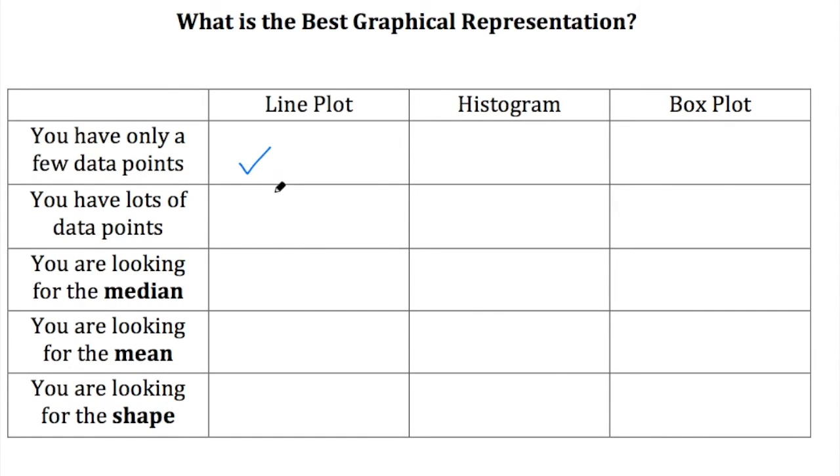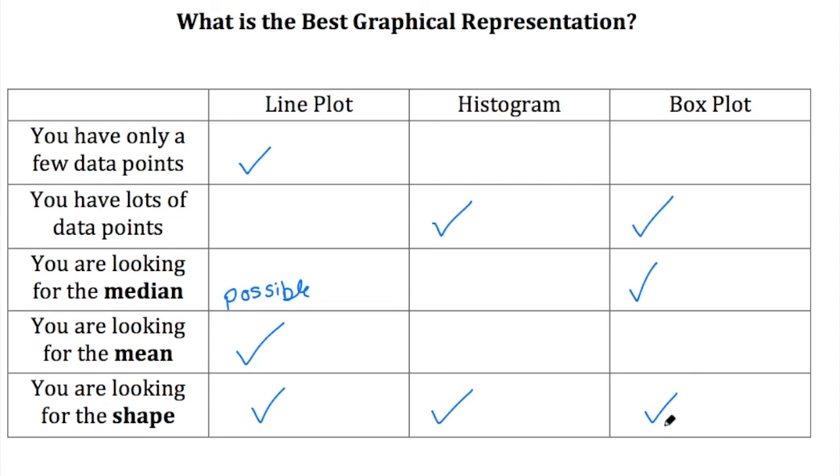Now, what is the best graphical representation? If there's only a few points, a line plot's great. If you have lots of points, you don't want to make a line plot. A histogram or a box plot will work out better. If you're looking for the median, definitely a box plot. It's graphed right there on the box plot. Now, it is possible to do it with the line plot, but you're still just kind of going through all the numbers, finding the middle number. If you're looking for the mean, you need the line plot. Neither the histogram or the box plot can reveal that information.